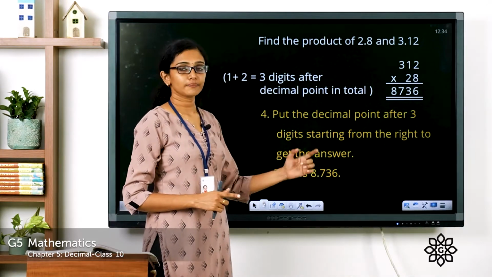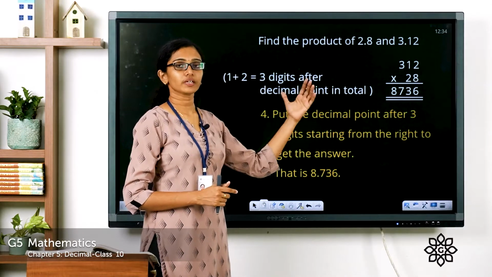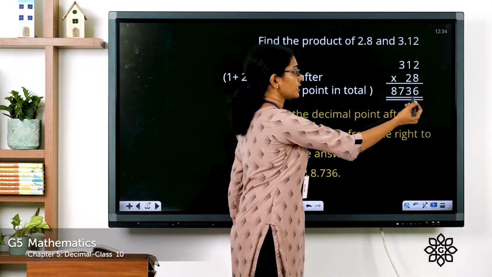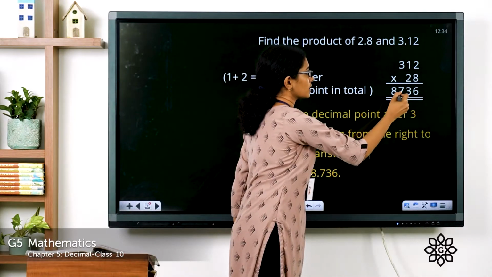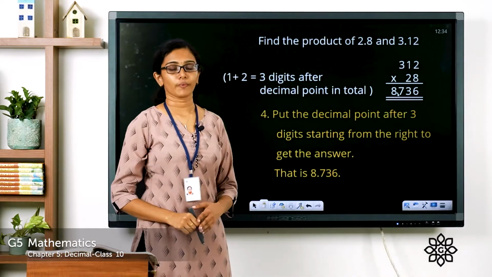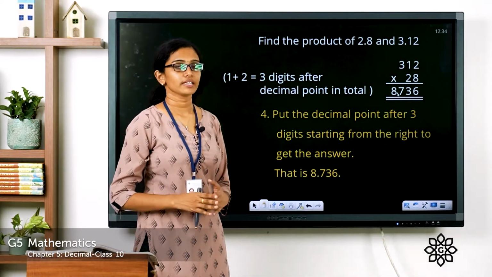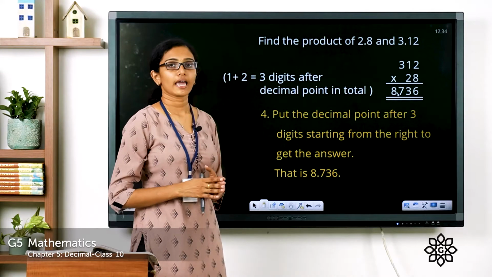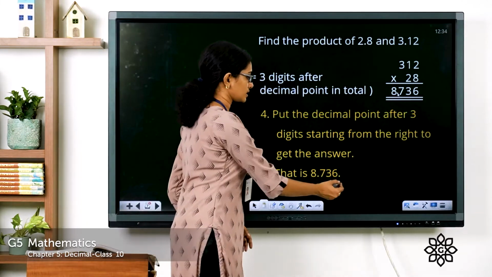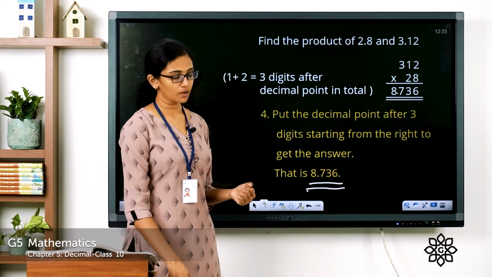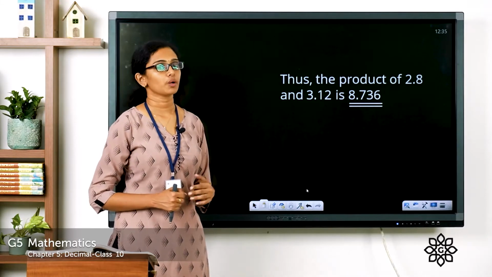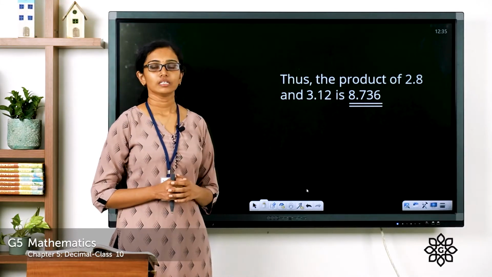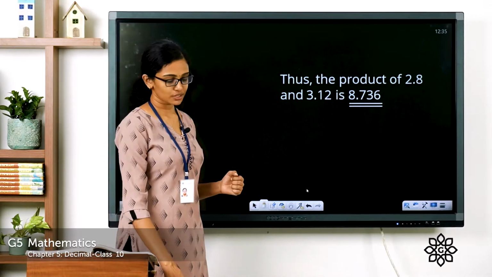Count 3 places from right to left in the product. That would be 1, 2, 3. There you put the decimal point. So, the final product is 8.736. The product of 2.8 and 3.12 is 8.736. Hope this is clear to you.